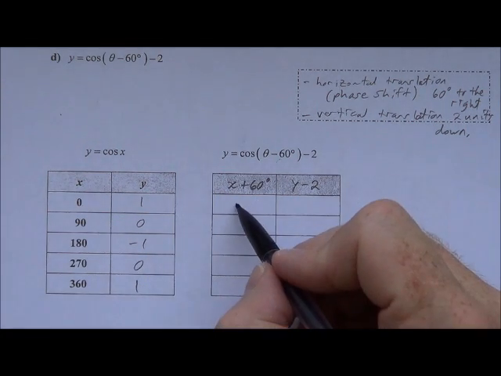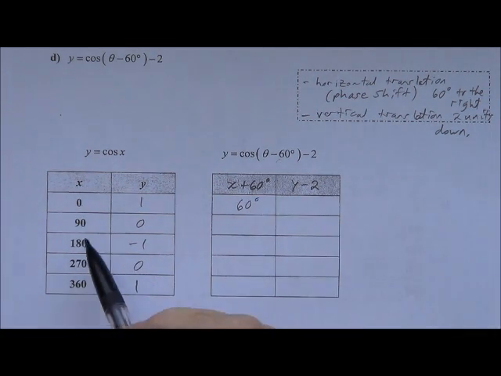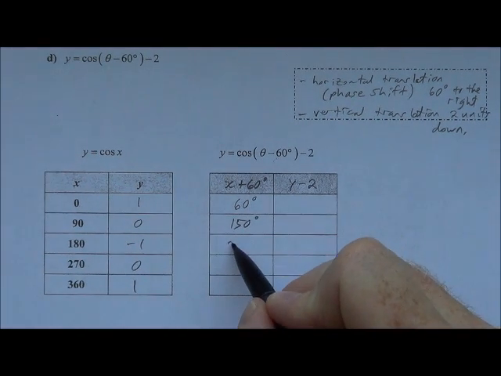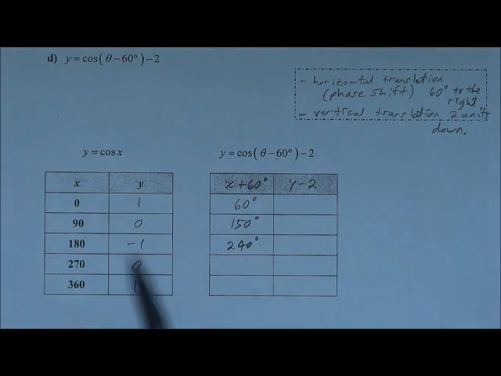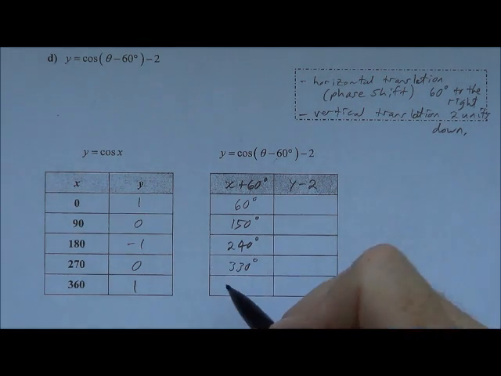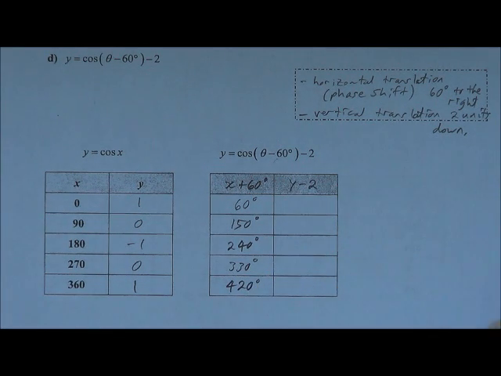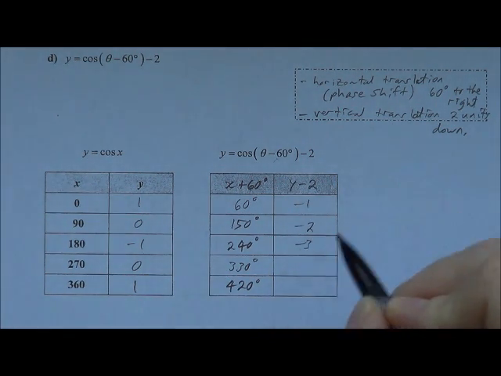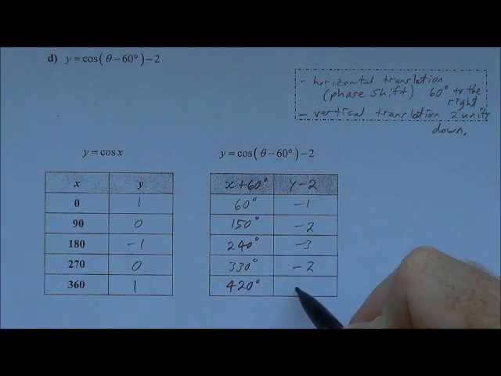Okay, so here we've got 60 degrees, 90 plus 60 is 150 degrees, there's 240, 330 degrees, and then 420 degrees. And then we'll subtract 2 from all of these. We've got negative 1, negative 2, negative 3, negative 2, and negative 1.